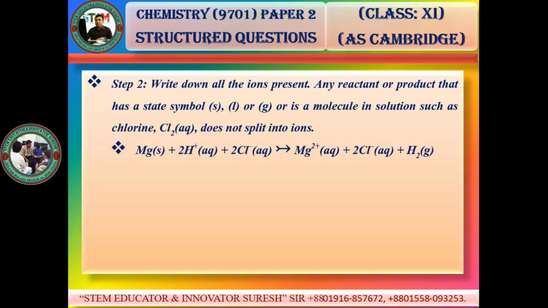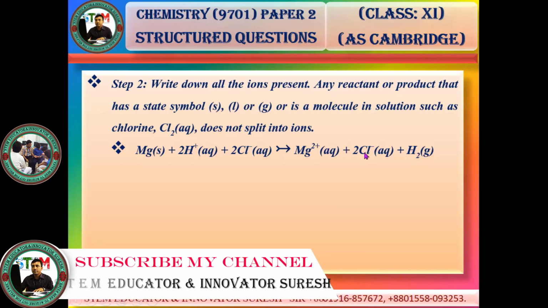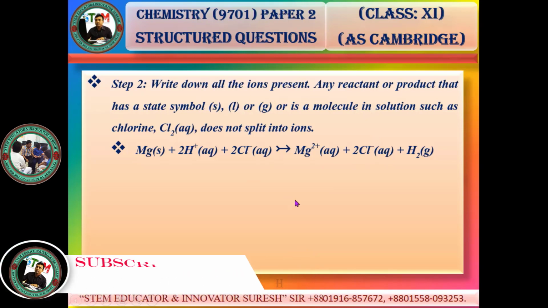Magnesium solid reacts with hydrochloric acid. We know aqueous hydrochloric acid remains as ions, hydrogen ion and chloride ion. So 2 moles of hydrochloric acid will form 2H+ aqueous and 2Cl- aqueous. Finally, it forms magnesium 2+ and 2Cl- plus H2 in gaseous state. According to the previous step, this will not be ionized. The common ions, here and here, are called spectator ions or viewer ions. Those are eliminated from here.